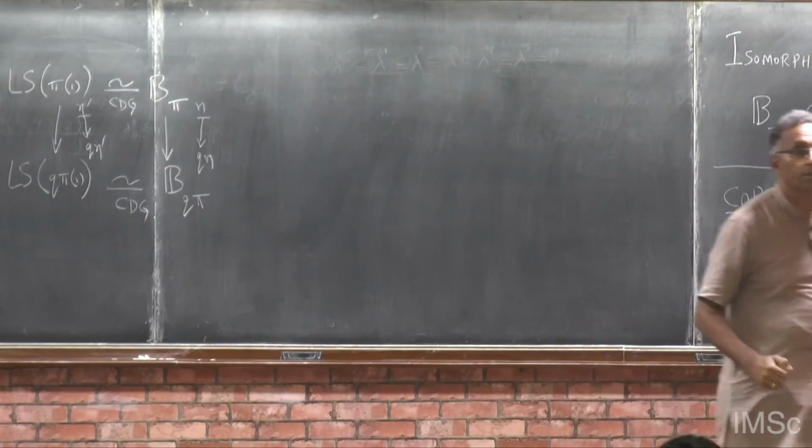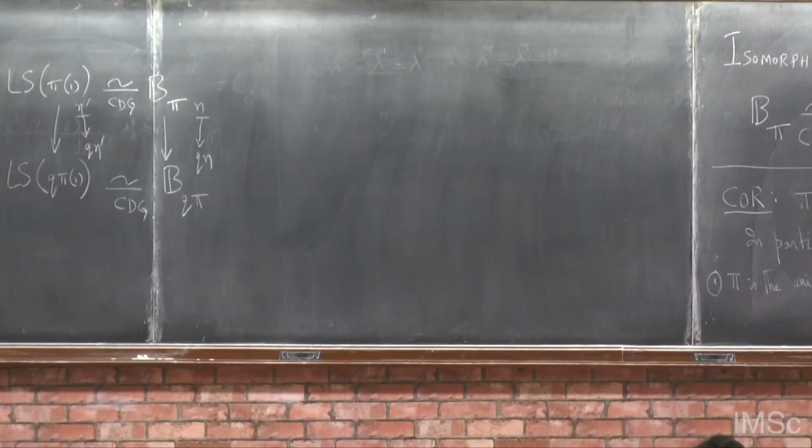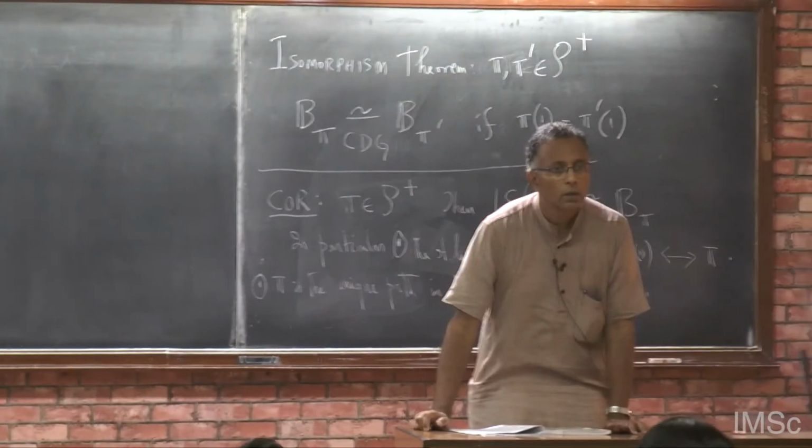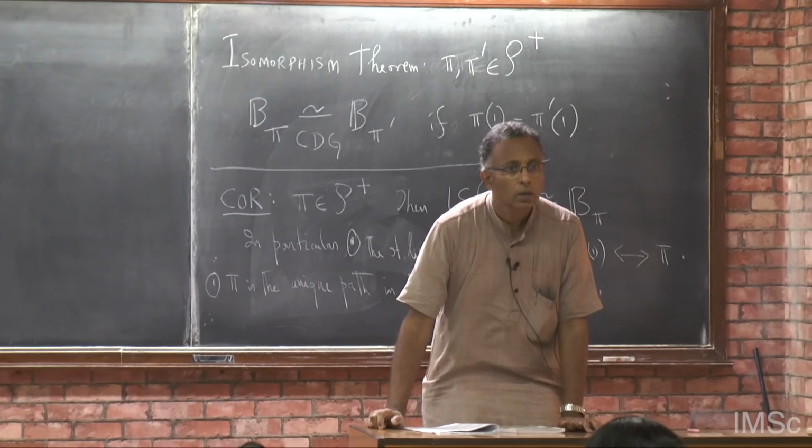Yes. For the corollary, isn't it enough just that the endpoint is dominant and giving it pi and t plus?